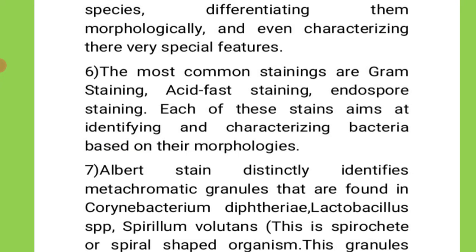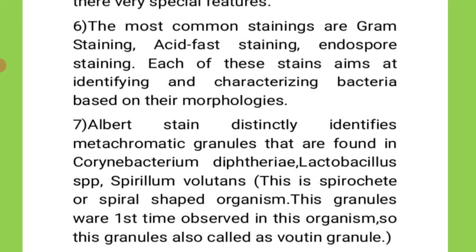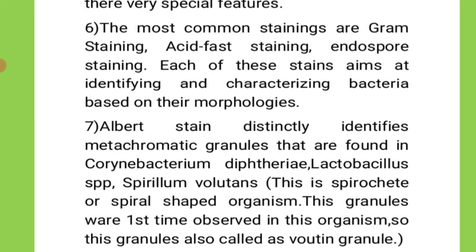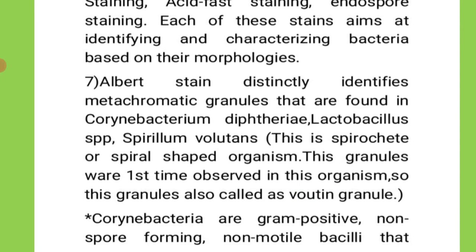Albert staining technique is distinctly useful for identification of metachromatic granules that are found in Corynebacterium diphtheriae, Lactobacillus, and Spirillum volutans. Spirillum volutans is a spiral shaped organism. These granules were first observed in this organism, so these granules are also called Volutin granules.